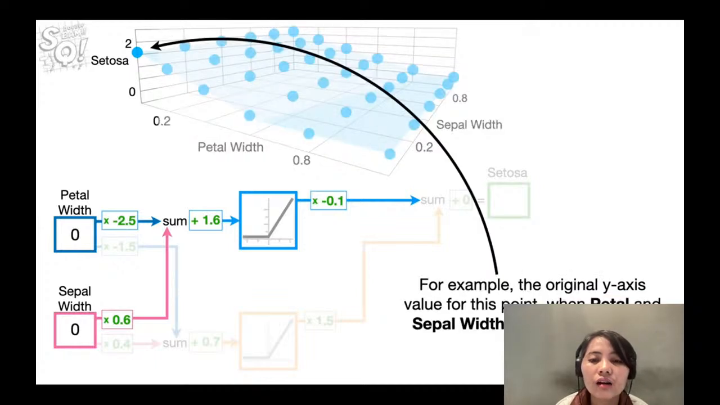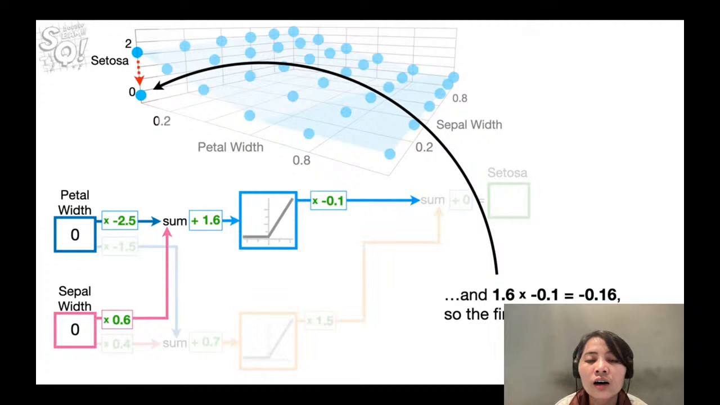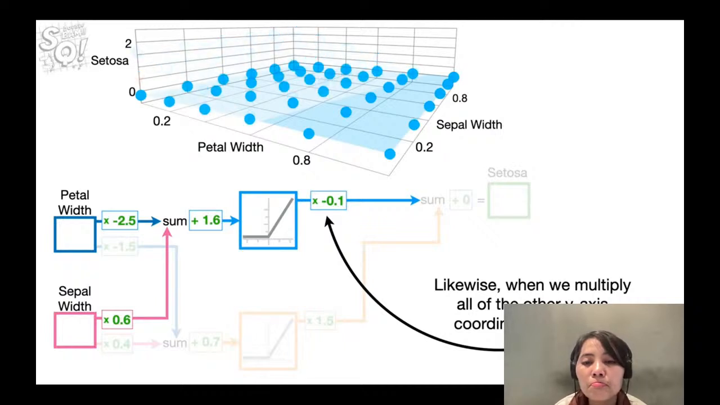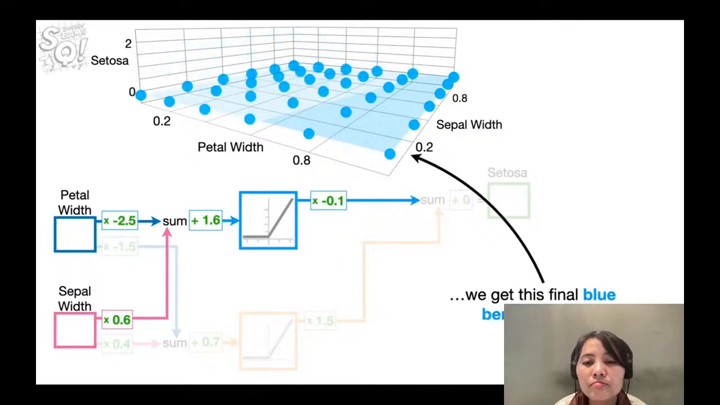For example, the original y-axis value for this point, when petal and sepal widths are both 0, is 1.6. And 1.6 times negative 0.1 equals negative 0.16, so the final point is here. Likewise, when we multiply all of the other y-axis coordinates by negative 0.1, we get this final blue bent surface.